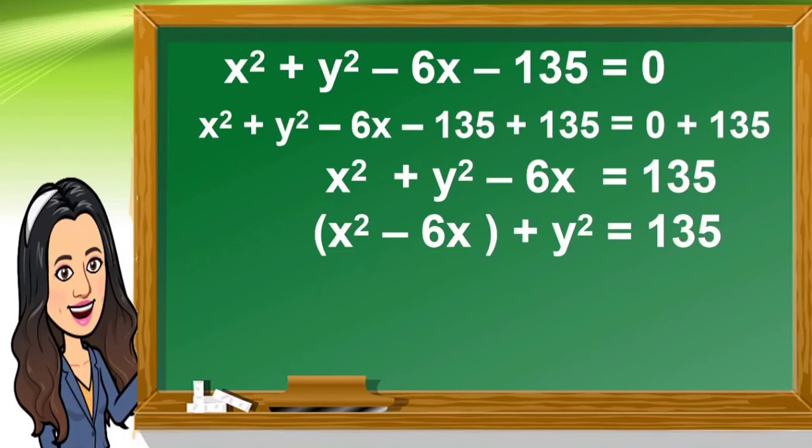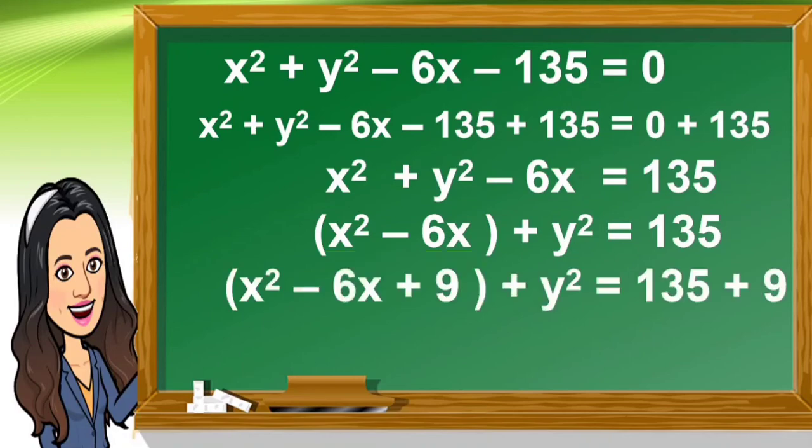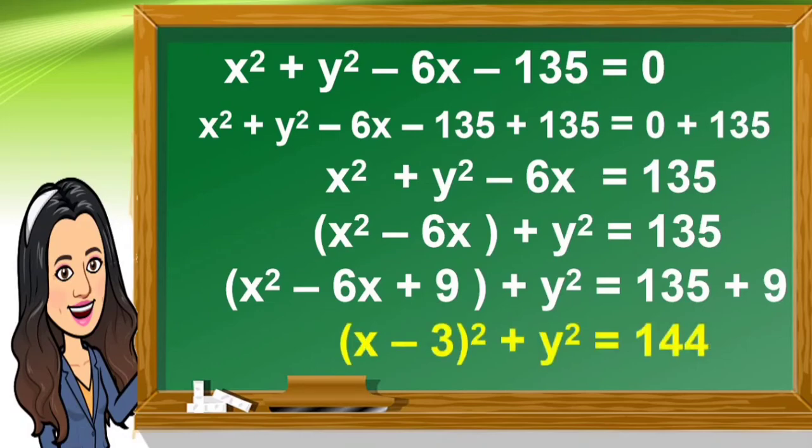Then, complete the square in x squared minus 6x, and that is the same as the quantity x squared minus 6x plus 9. And since you have added 9 on the left side of the equation, you are going to add 9 also on the right side of the equation. Then, combine. Then factor x squared minus 6x plus 9, that is equal to the square of the quantity x minus 3, plus y squared, and then on the right side is equal to 144.